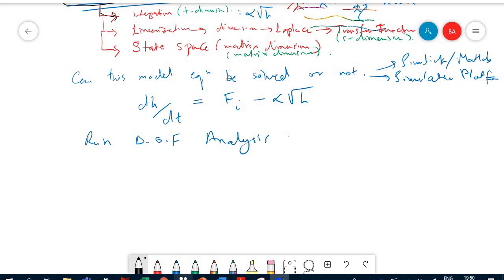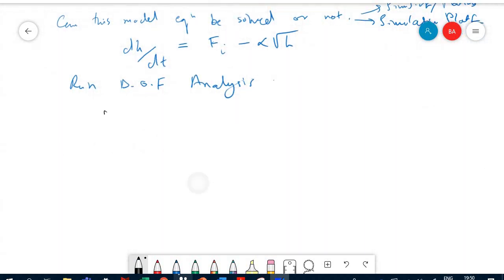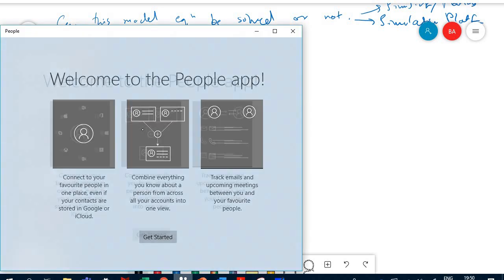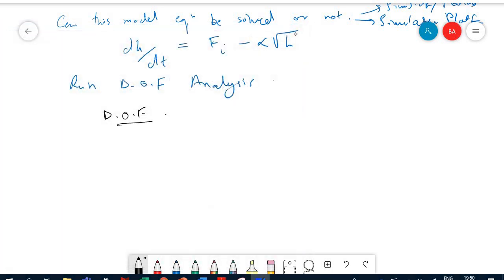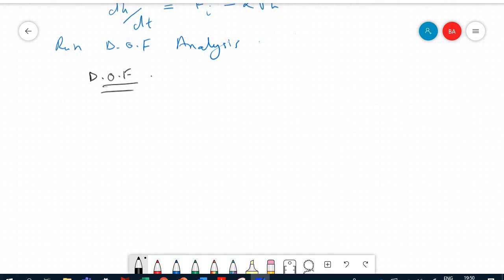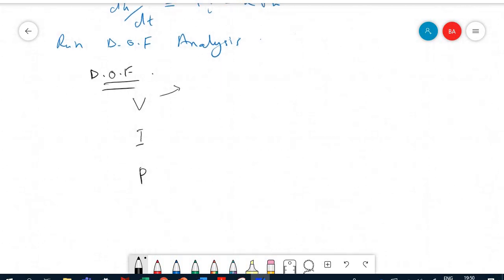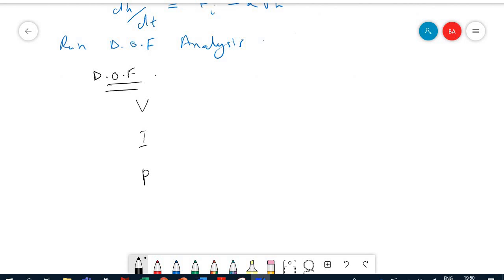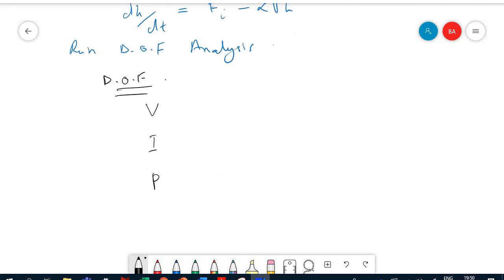Let's do this degree of freedom analysis. Doing a degree of freedom analysis, what do we need? We need to remember the following. I like to call it the VIP degree of freedom analysis. V stands for variables, I stands for inputs, and P for parameters.